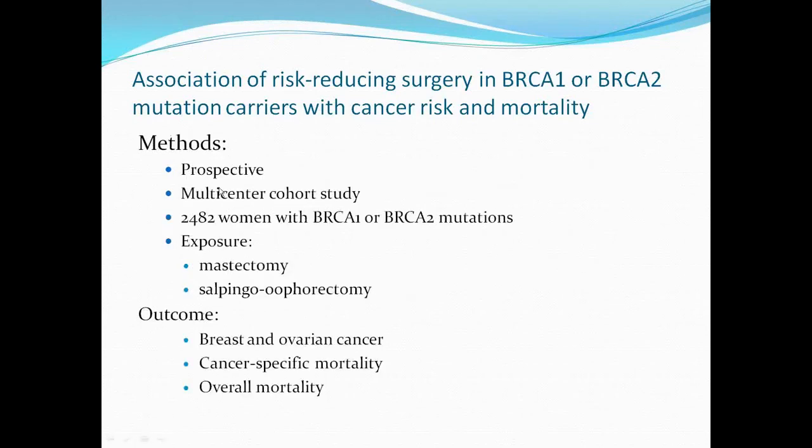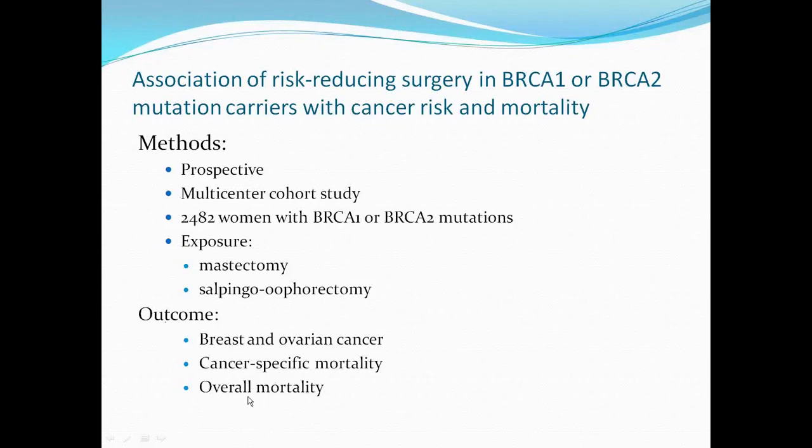And in our methods, we described that it was a prospective multi-center cohort study. There's 22 centers involved in PROSE. And in this particular analysis, there were 2,482 women with BRCA1 or BRCA2 mutations that we studied. And we looked at two exposures, mastectomy and salpingo-oophorectomy. And we looked at a number of outcomes, which was breast and ovarian cancer, cancer-specific mortality, and overall mortality.